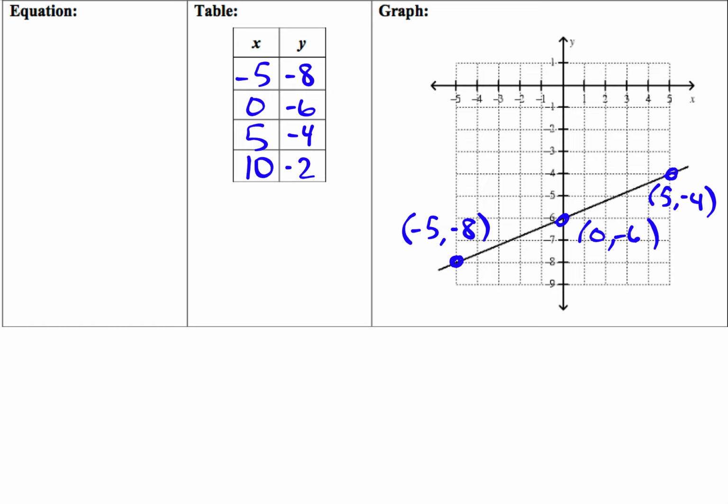Now, for the equation, we need to know the slope and intercept. The intercept, of course, is negative 6. We can see that here on the graph or here in the table.